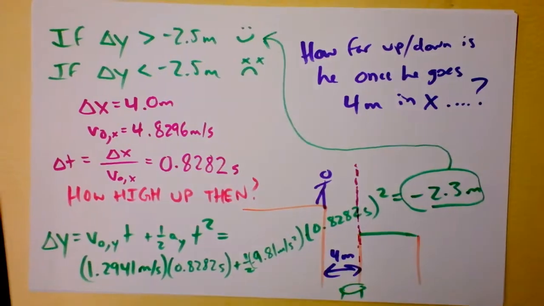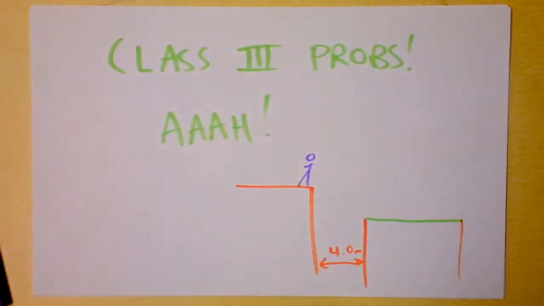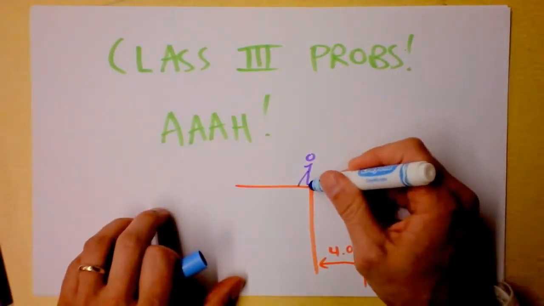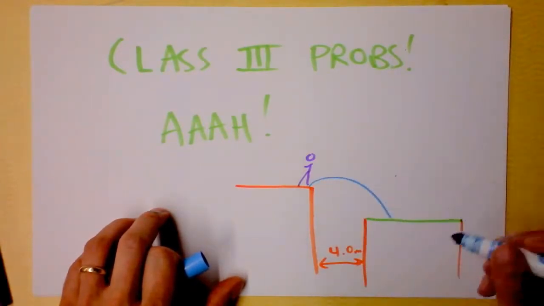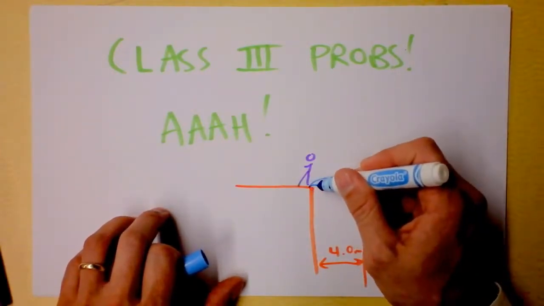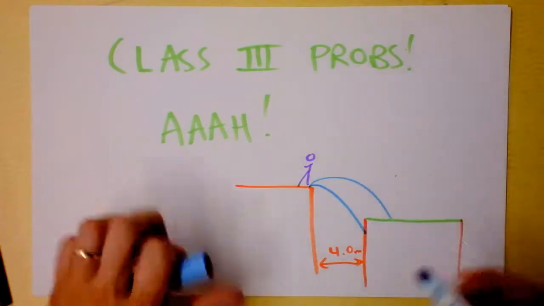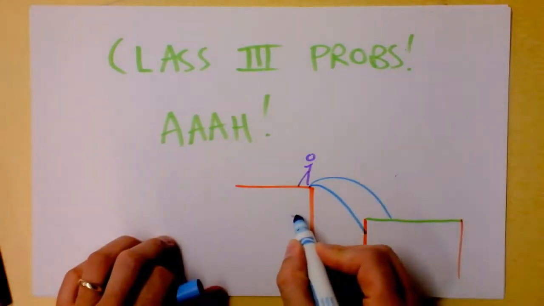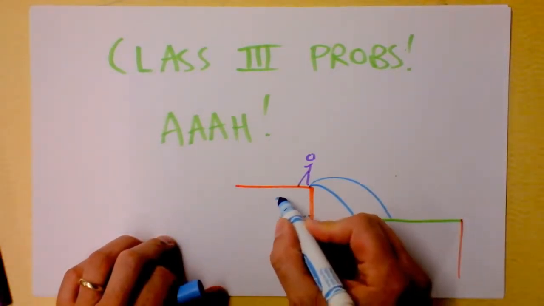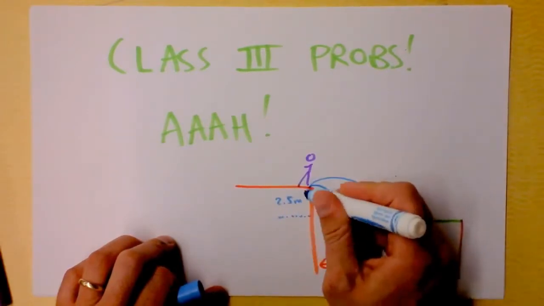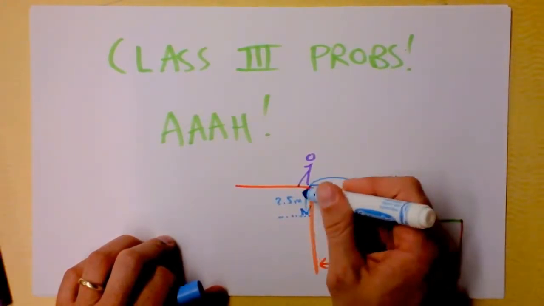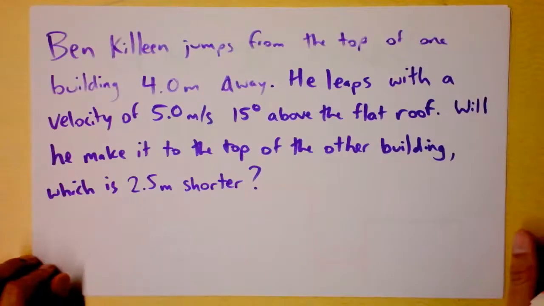Yay! And he's going to jump, and his path is probably going to be something like this. Whoa! In which case he would be okay, or he's not going fast enough and it's going to be like that. I don't know, but let's figure that out. I do know that this distance right here is 2.5 meters. That's the difference. Will he make it to the top of the other building, which is 2.5 meters shorter?